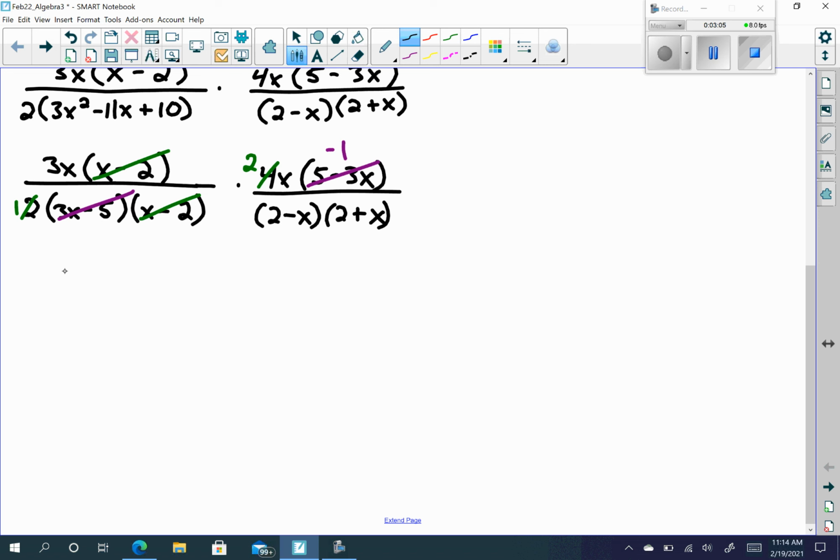All right, so what I have left up top, I have a 2 times a 3x times an x, or 3x times a 2x. I'm going to have, and actually a negative, we'll have a negative 6x squared all over 2 minus x times the quantity 2 plus x.